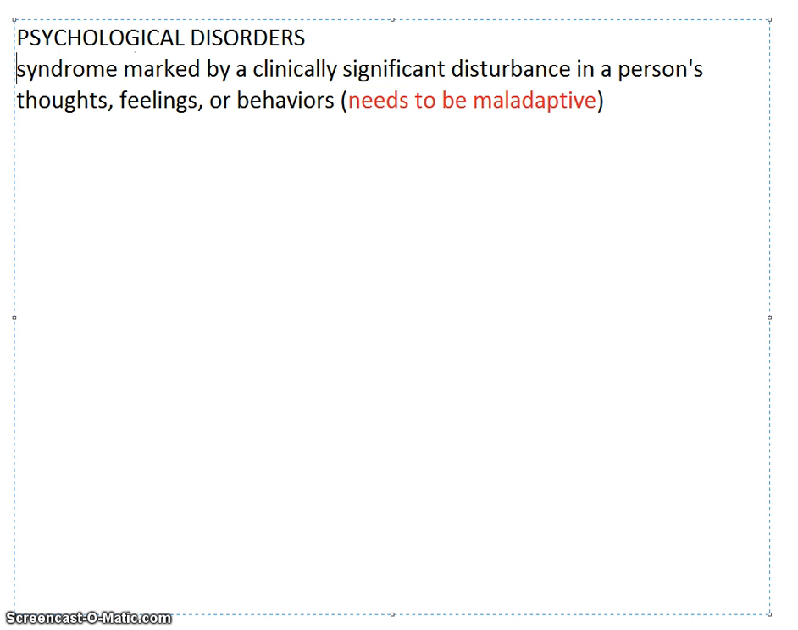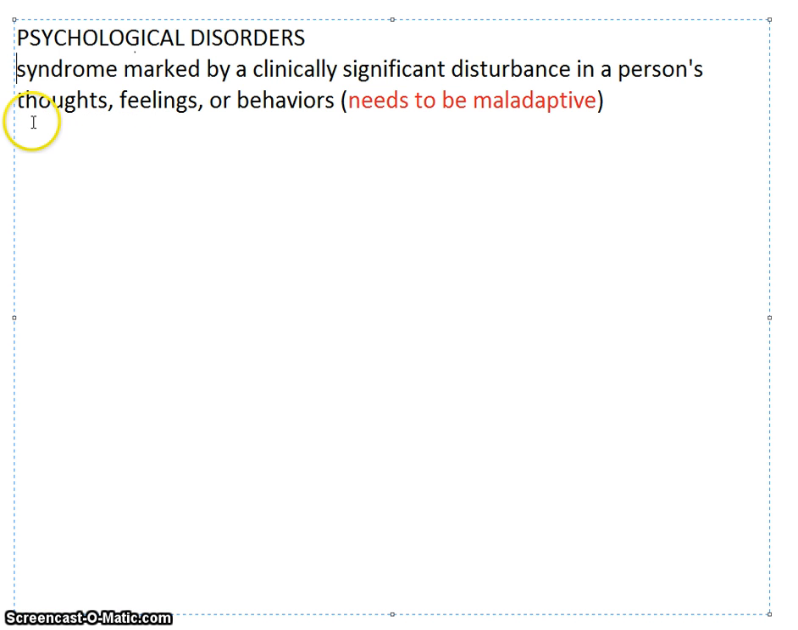In this video, I'm going to talk generally about psychological disorders and then two ways to look at understanding psychological disorders. So first of all, the definition for psychological disorder. It's a syndrome marked by a clinically significant disturbance in a person's life, in their thoughts, their feelings, and their behaviors, and it needs to be maladaptive in some way.